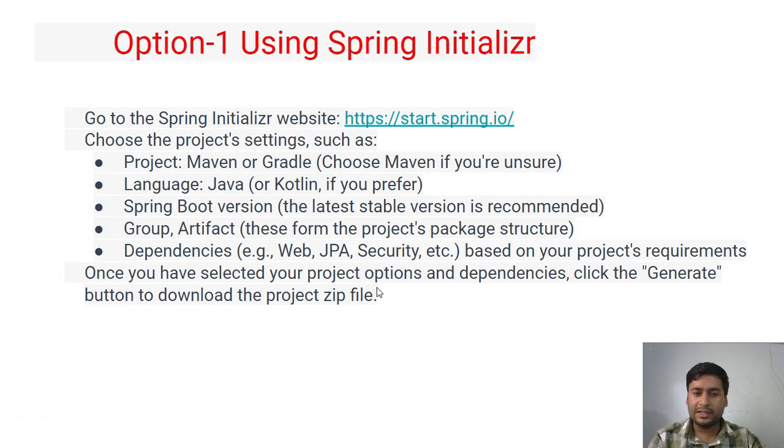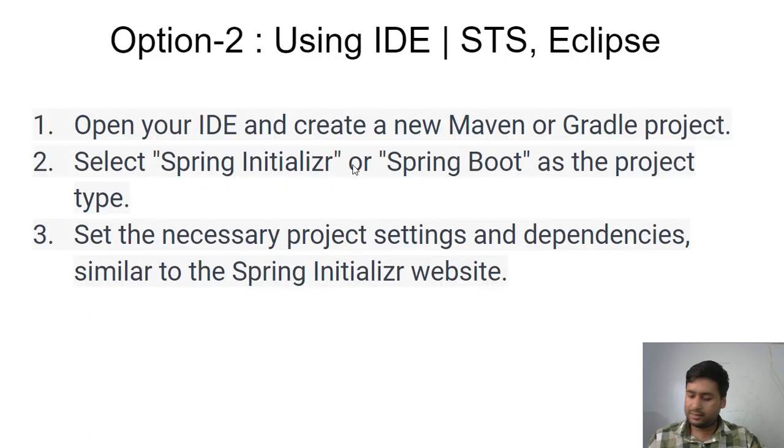Once you have selected your project options and dependencies, click the generate button to download the project as a zip file. So through that you can completely create your project and you can start working on it. So this is one way. So let me click on this.